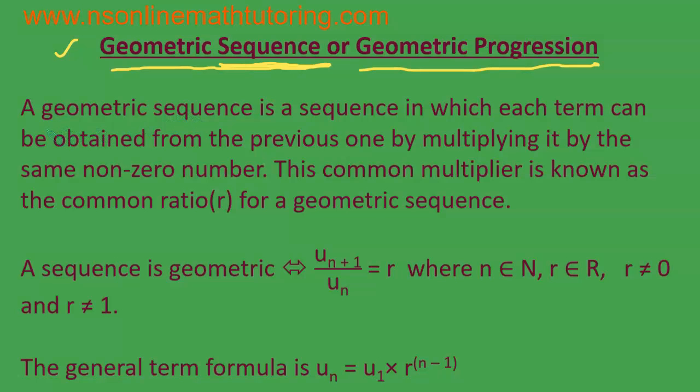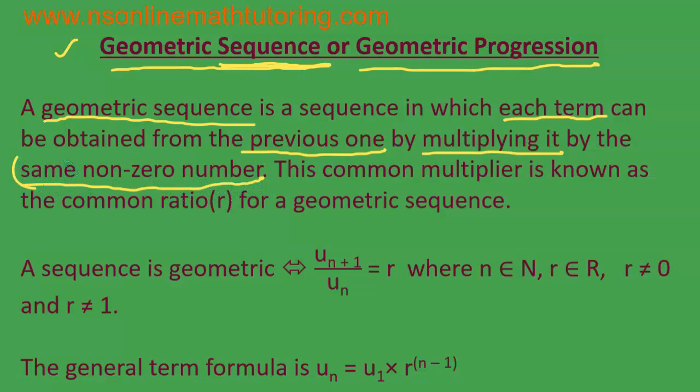A geometric sequence is a sequence in which each term can be obtained from the previous term or previous one by multiplying it by the same non-zero number. This is important. The multiplier should be the same number and it should be a non-zero number.